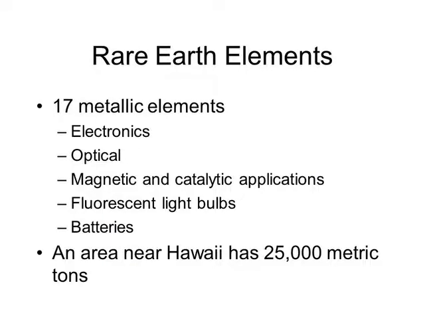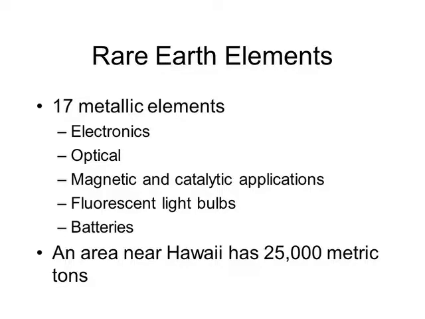And lastly, we have rare earth minerals. There are 17 metallic elements that are known as rare earth because they are harder to find here on Earth. But typically those minerals are used for electronics, so your cobalt in your laptops and electronic devices. They are used in optical machines. They are also used in magnetic and catalytic applications.